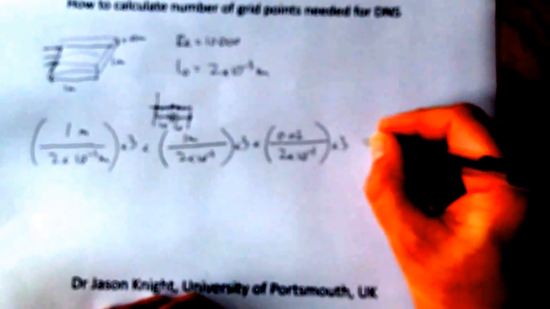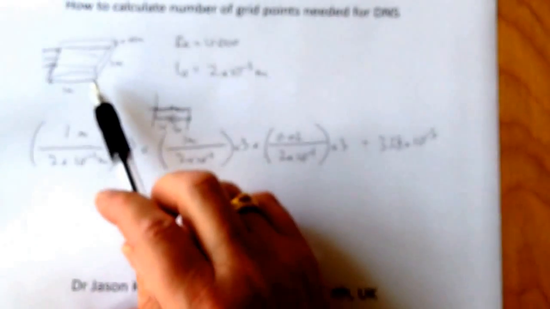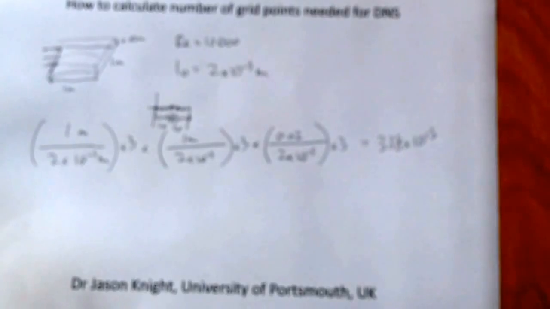And all that lot should come out to equal 3.38 times 10 to the 15. So this is the size of the grid, or the number of grid points, in order to do a DNS on this particular flat plate example, in order to fully capture all the physics.